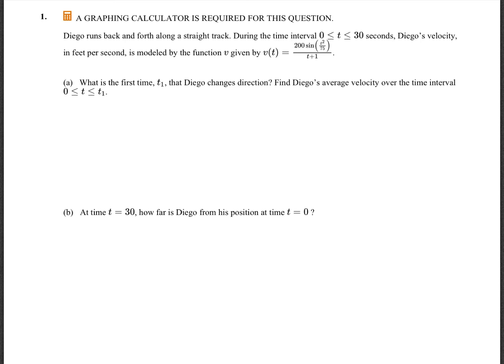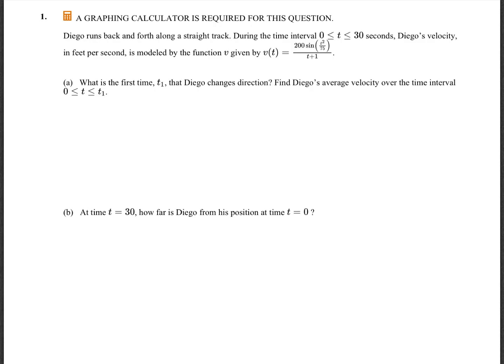Okay, so this first one is a calculator question, and we'll definitely need a calculator for every part. Diego runs back and forth along a straight track. During the time interval from t between 0 and 30 seconds, Diego's velocity in feet per second is modeled by the function v, given by v of t equals that function. What's the first time t1 that Diego changes direction? Find Diego's average velocity over the time interval from t between 0 and that same value t1.